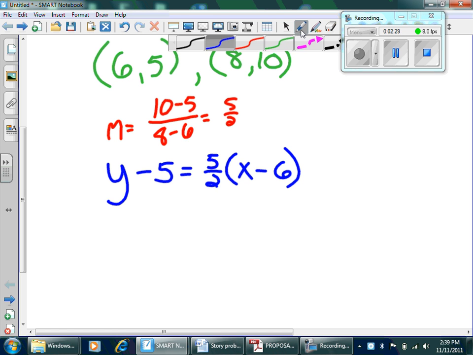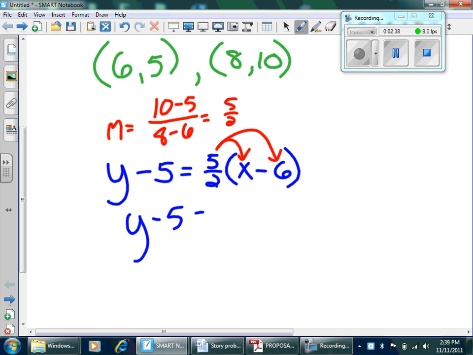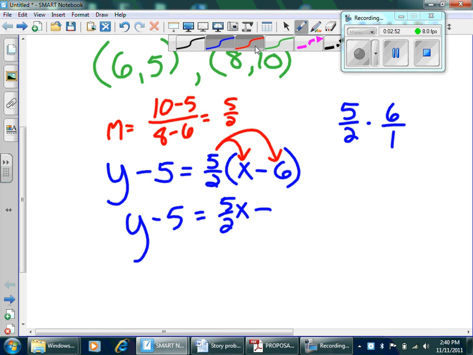The first step will be to distribute. So I will get y minus 5 equals 5 over 2x. Remember that x cannot be in the denominator. Minus, let me see off to the side here, 5 over 2 times 6 over 1. Well, I think that's 2 goes into 2 once, goes into 6 3 times. 3 times 5 is 15. This part here will be minus 15.